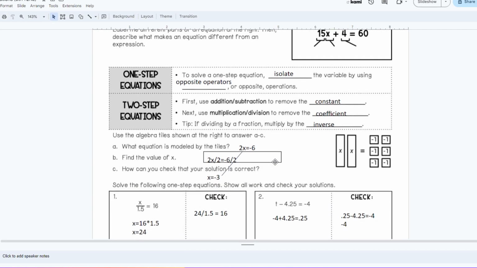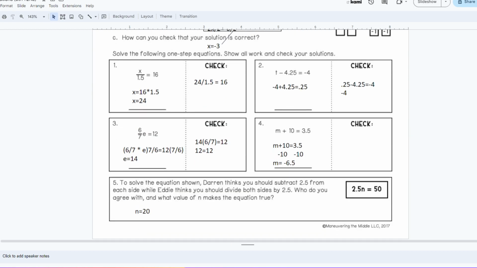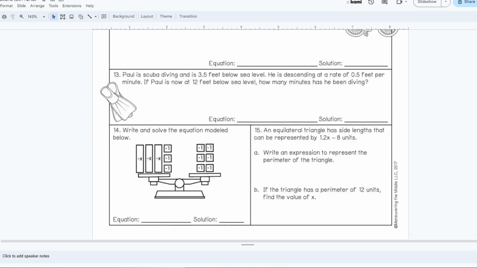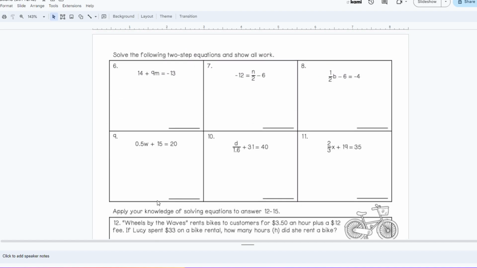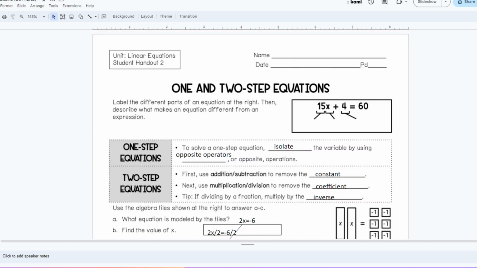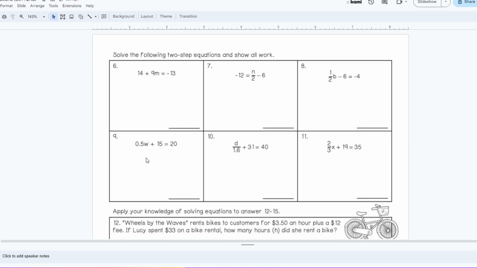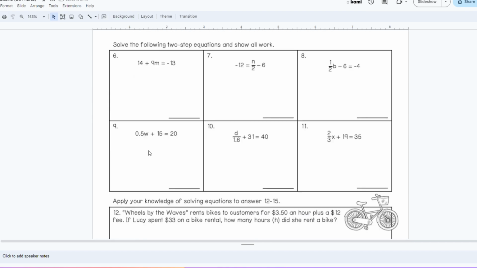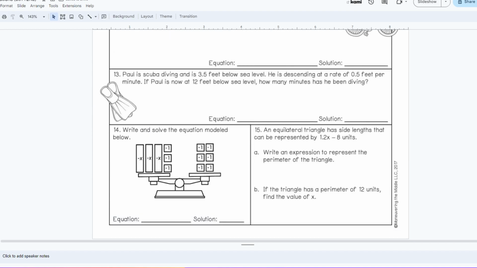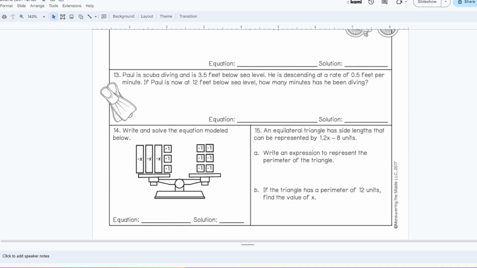All right. So with two-step equations, you might have to do two different things to get the variable by itself. So your homework for tonight is to finish 6 through 15 and be ready to talk about this when you come to class.